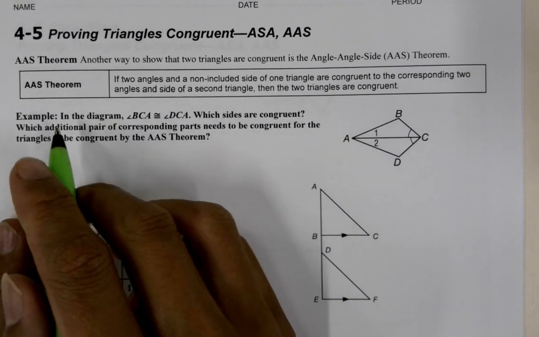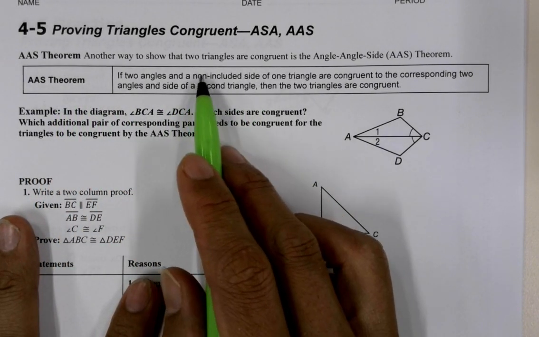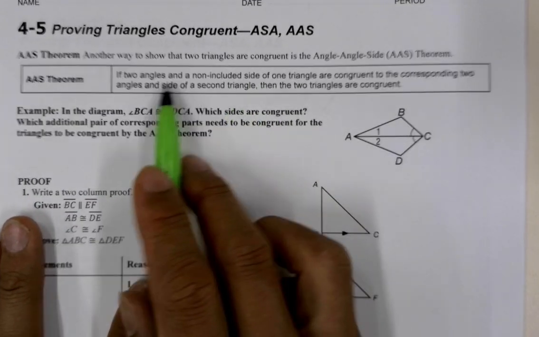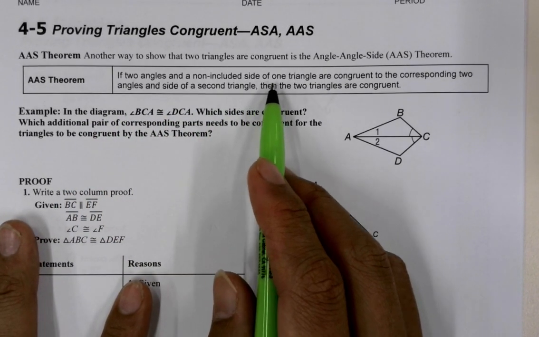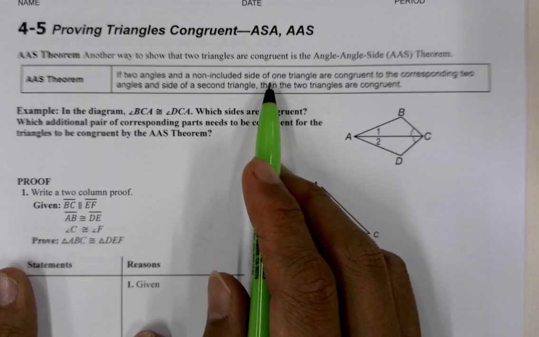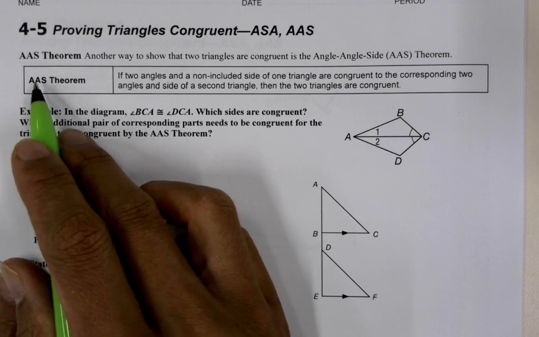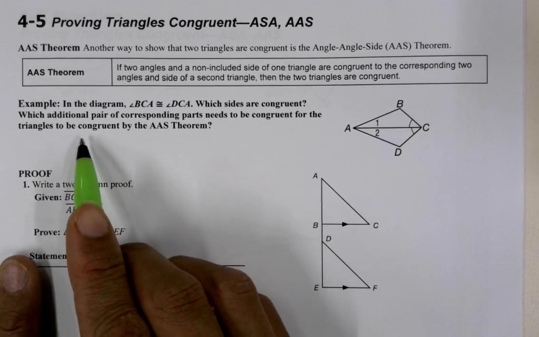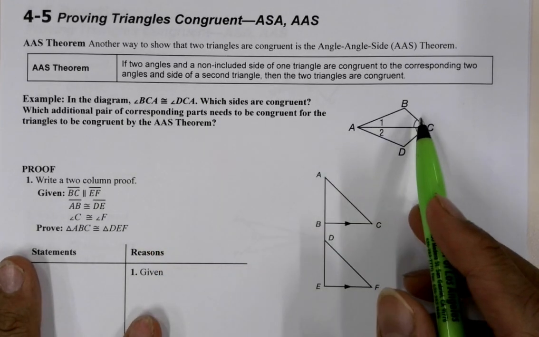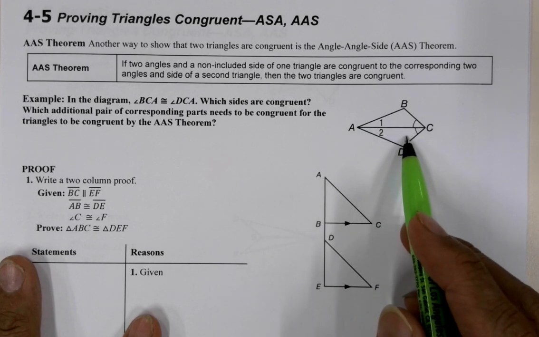We have again angle side theorem, which is another way to show two triangles are congruent. And so if we have two angles and a non-included side congruent in two corresponding triangles, then the two triangles are congruent, right? So it's angle side. So let's go ahead and see some examples here. In this diagram, angle BCA is congruent with DCA, so these two angles are congruent.